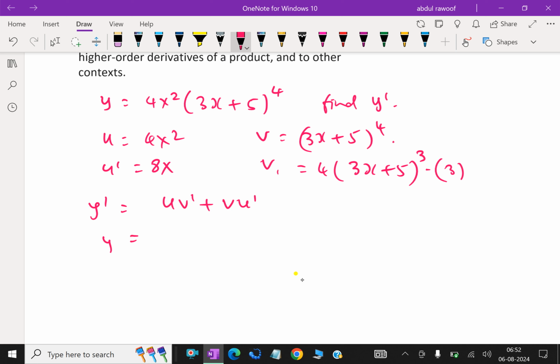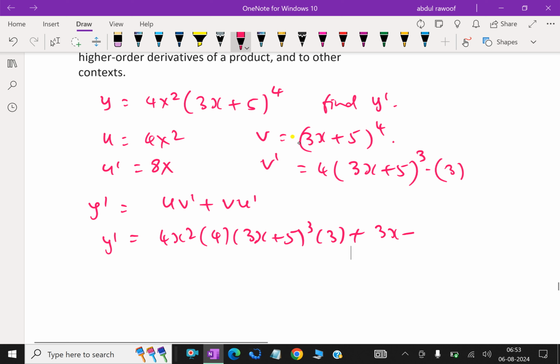is equal to u, that is 4x squared, into v dash. v dash is 4 into (3x plus 5) power 3 into 3, plus v, which is (3x plus 5) power 4, into u dash, which is 8x. Now we'll simplify these things.